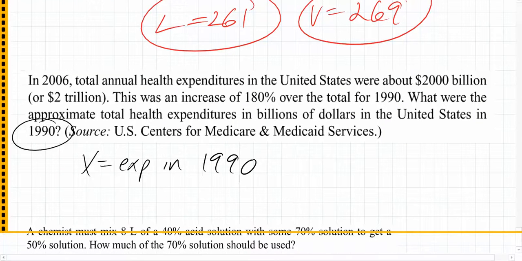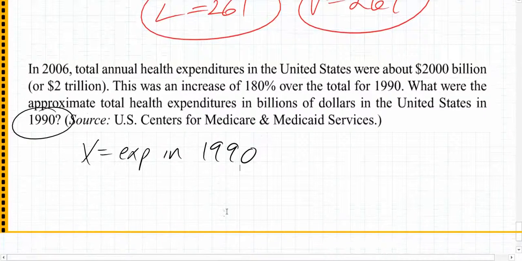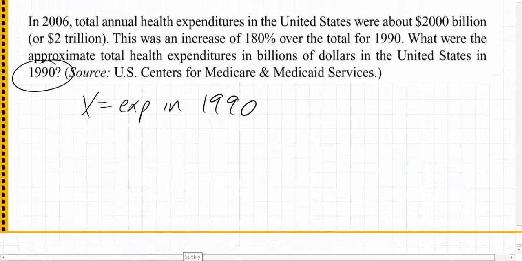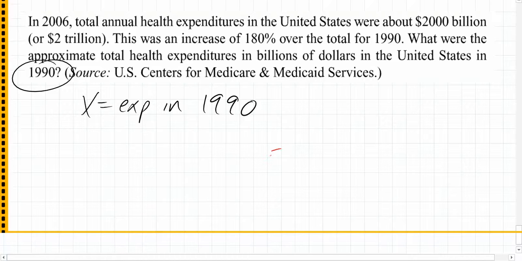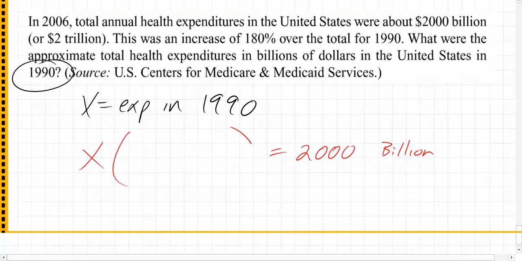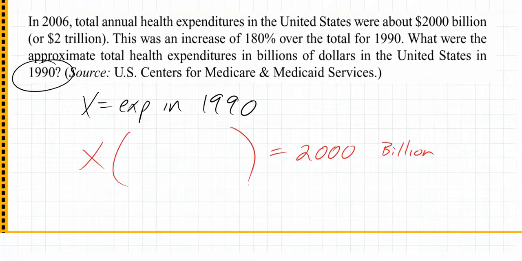Okay, so those are the expenditures in 1990, and what do the expenditures in 1990 grow into? No, that's how much they grow by. What do they grow into? 2,000 billion, right? $2,000 billion. So you have X, and something happens to it, and it turns into 2,000 billion. What happens to it? Tell me in words. What happens to it? It increases by how much?